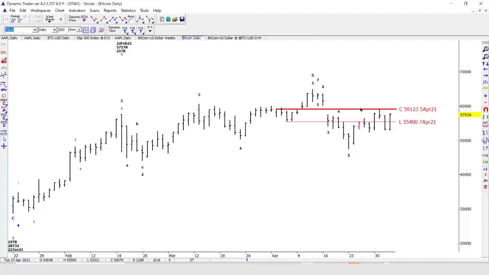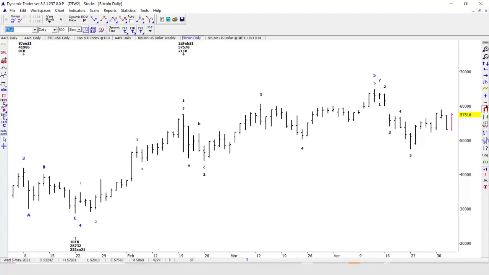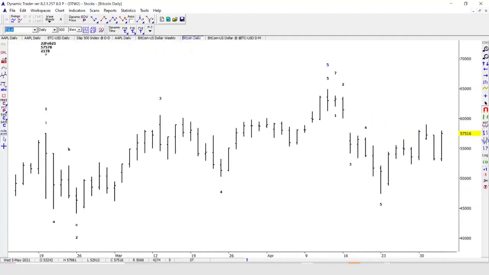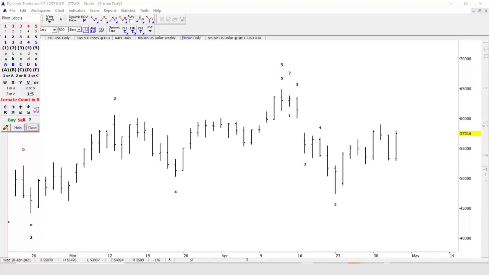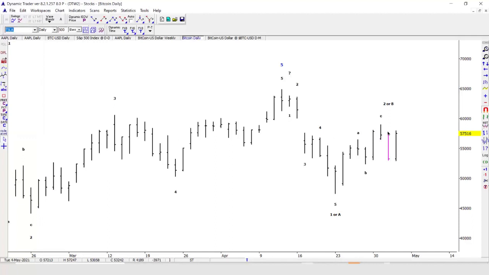Let me get rid of these. And let me reduce the data a little bit so we can just focus in on these days. What do we got here? Well, advance, correction, advance, then a correction well into the range. Actually, looks like we had a new closing low. So potentially we've completed, and we can put this as a 1 or A, and we're making a wave 2 or B. As of this point in time, we're in a position to have completed an ABC correction.